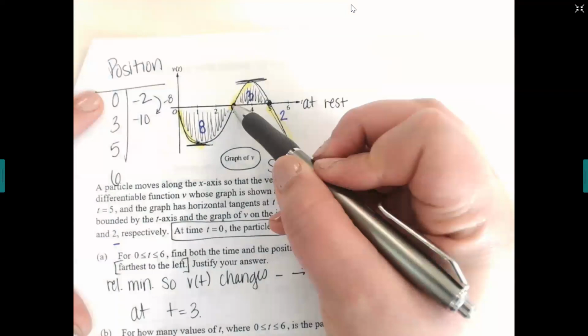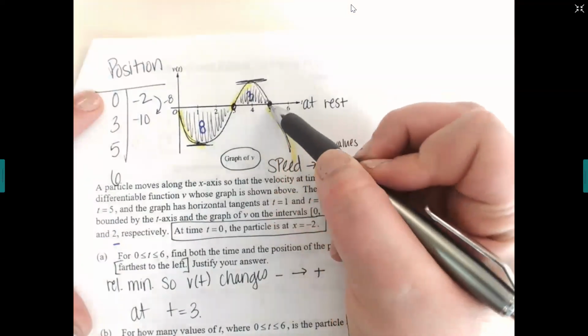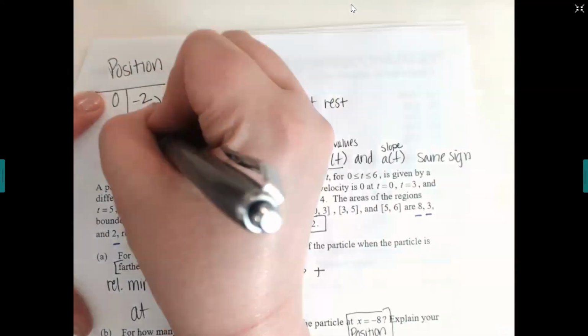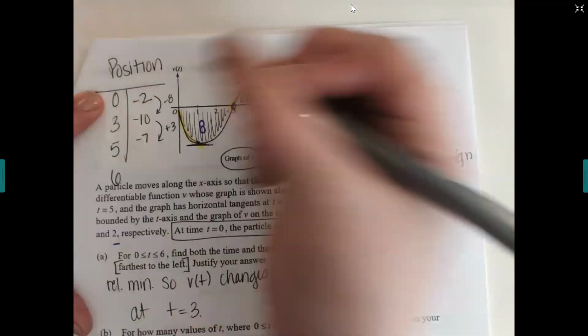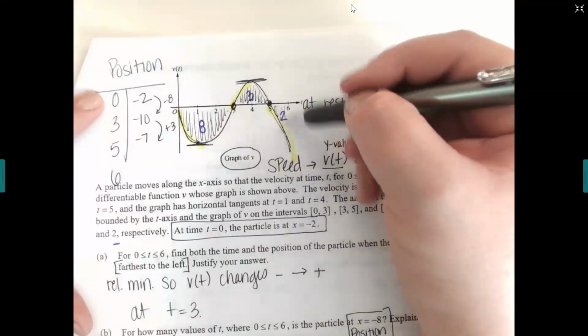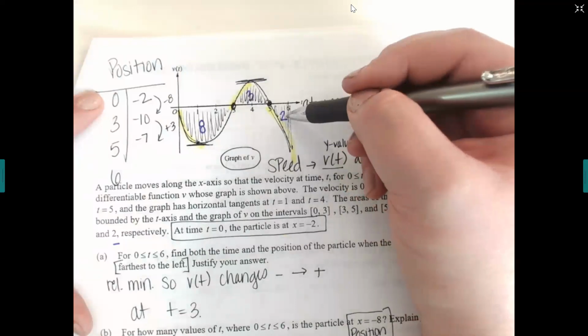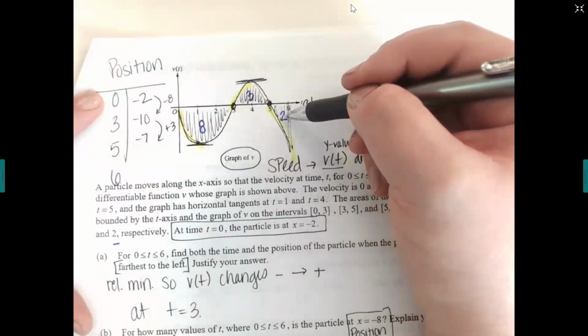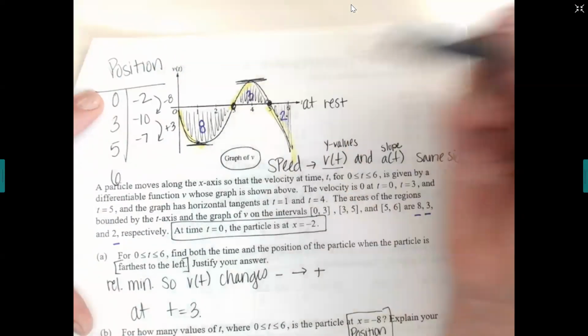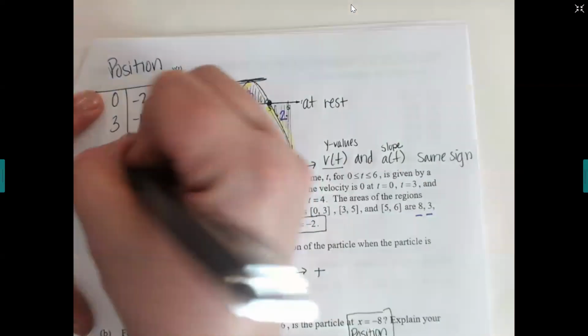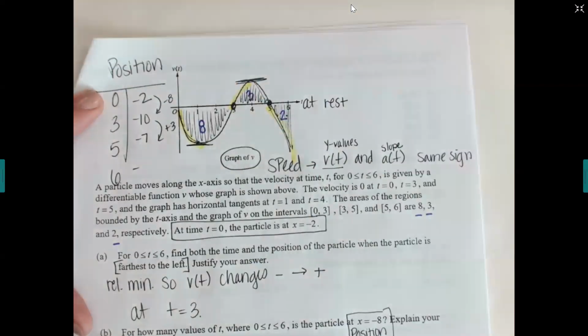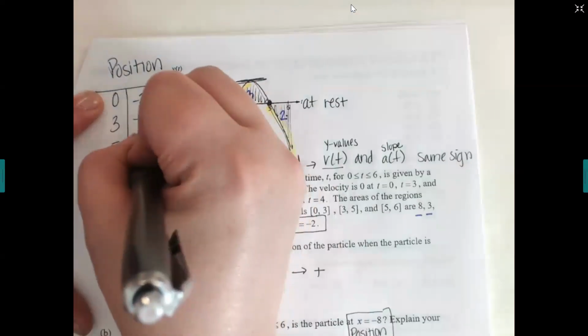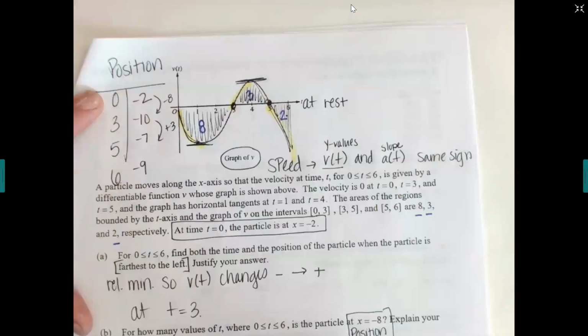Okay, next one. I want to go from 3 to 5. I want to travel 3 units forward. What position would that put me at? Negative 7. And then for my last little bit of units here, I go backwards 2 more. Well, then what would my position be at the very end of the interval? Backwards 2 from negative 7, I'd be at negative 9.